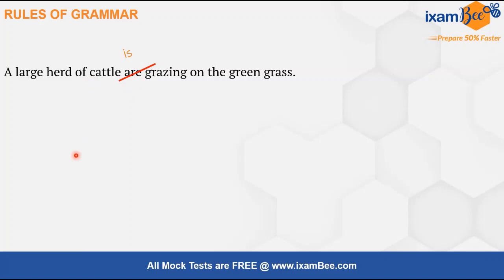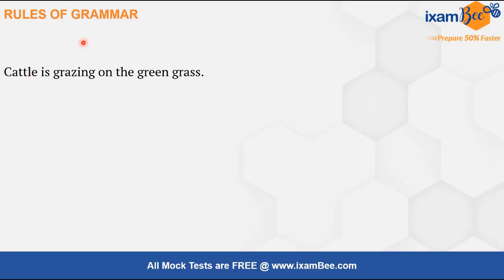Now, if the subject will be cattle, like here in this sentence, cattle is grazing on the green grass, then "is" will be incorrect. It should be cattle are grazing on the green grass. So, you have to understand the subject properly. This is why it was important to watch the video.